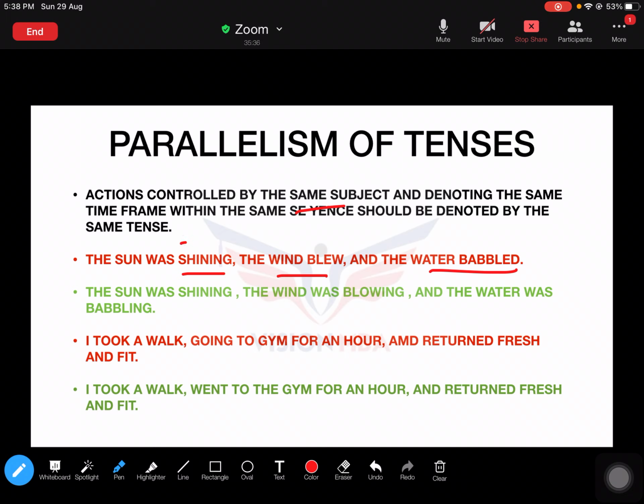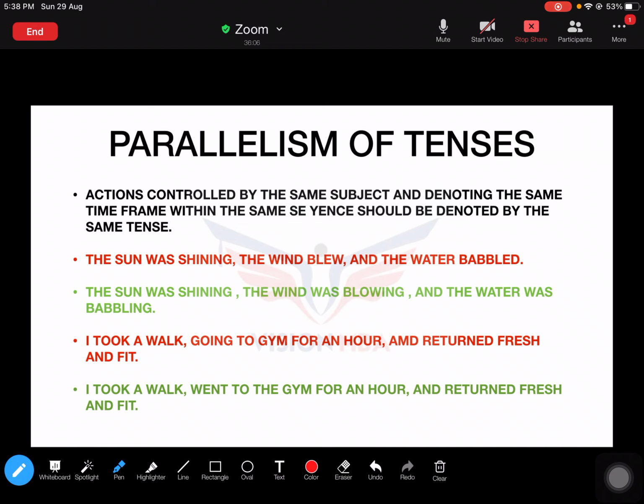Why? It is continuous: shining. The sun was shining, past continuous. The wind blew, simple past. The water babbled, again simple past, or past simple, whatever you want to call it. So now I'm going to change everything into one form, and that is was shining, was blowing, was babbling.